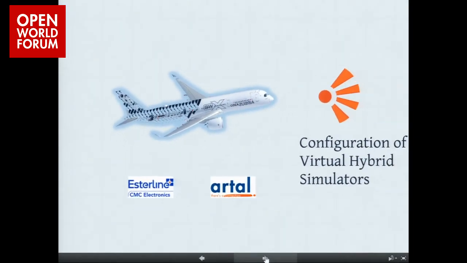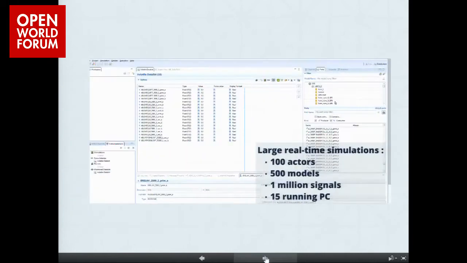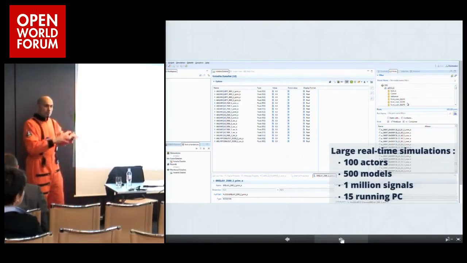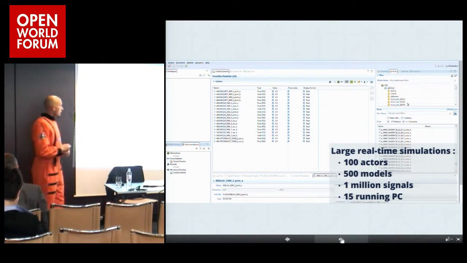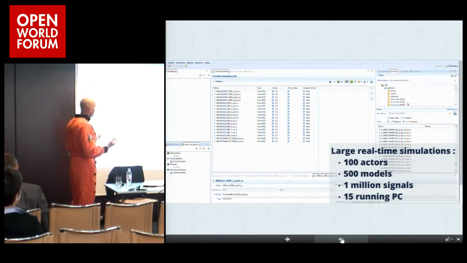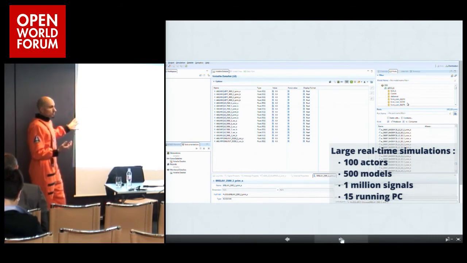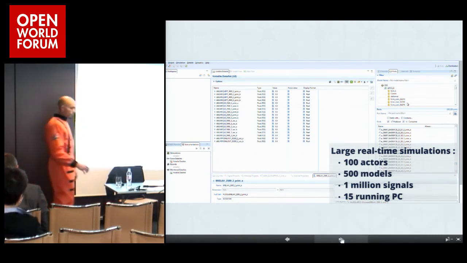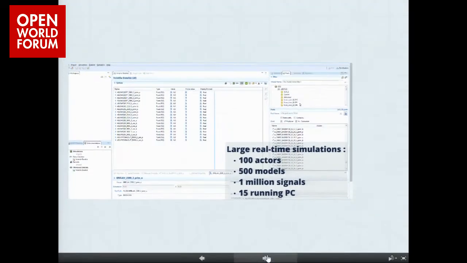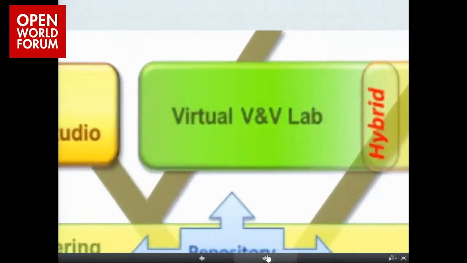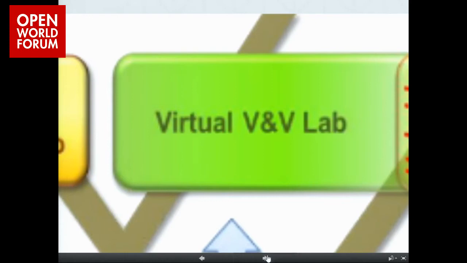Let's go deeper into simulation, for instance, on what ARTAL does, which is mainly about the same kind of thing, but with a huge amount of data. In this case, we're talking about hundreds of actors, hundreds of models, millions of signals, and this is so huge in terms of simulation that to deploy this, you need several running computers. So we are on the right side of the V-cycle, actually, in this case.